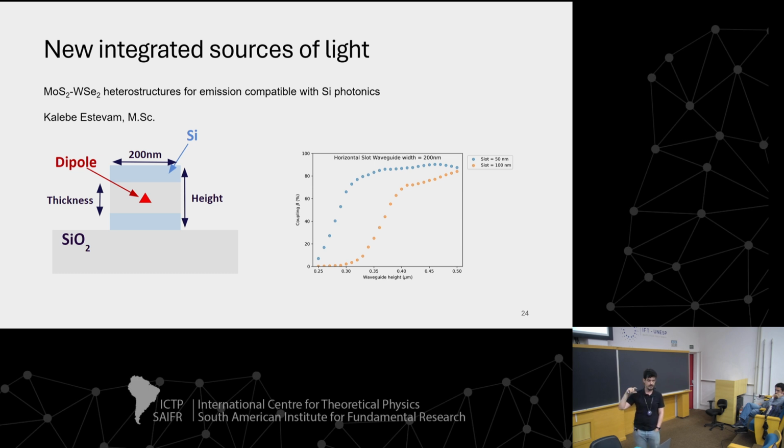And this is important because the Purcell factor gives you by how much the emission is accelerated by the fact that the electromagnetic field modes are structured by this dielectric structure that you have. So all of this to say, the faster you get your photons out of the solid state emitter, the better, because the less noise you'll have in the photons and the more indistinguishable and pure they are.